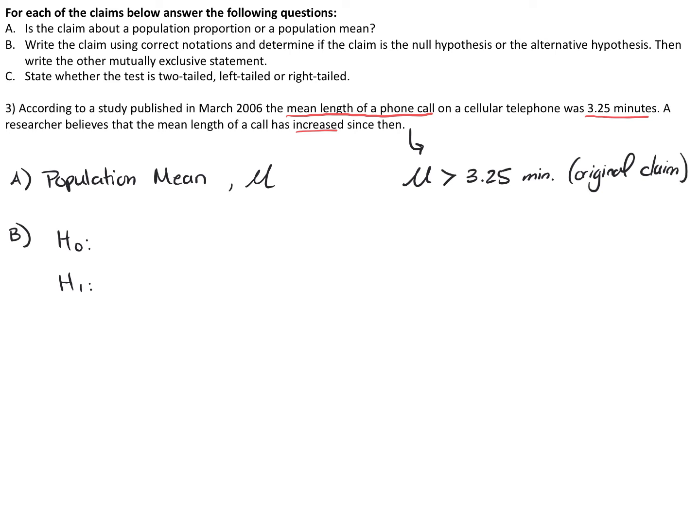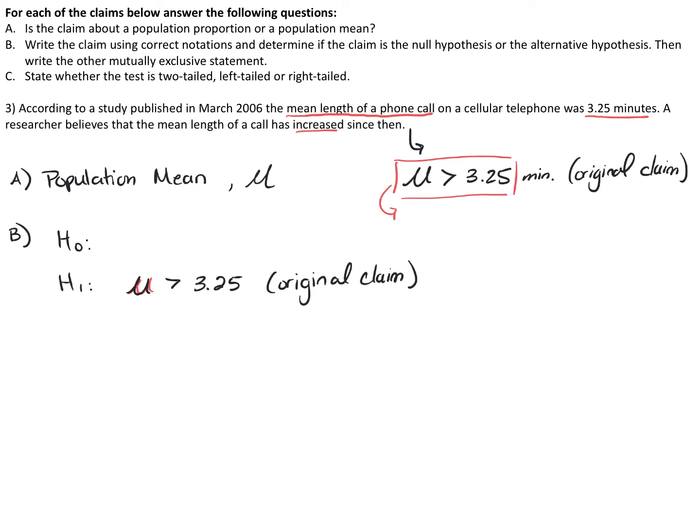Okay, so again, because this original claim contains a greater than symbol, so it does not contain equality, that automatically becomes the alternative hypothesis. Okay, so I'm going to still keep track that this is my original claim. Right, and then we have to ask ourselves, okay, how do we write the null hypothesis? So once again, you go through the process and you say, well, what if this statement is not true? So what if mu is not greater than 3.25? What are the alternatives?